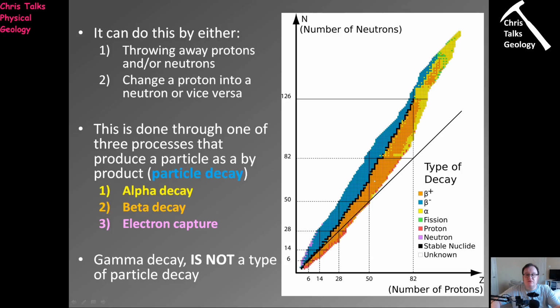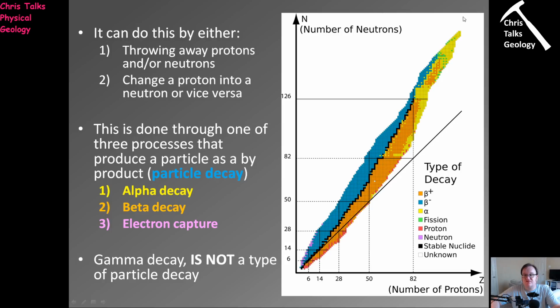So how do we do this? Well, there are three possible ways in which you can decay. Now, these are called particle decays because the process of decaying throws out some kind of particle which has mass. Okay? So these three types of decay are alpha decay, beta decay, and electron capture.